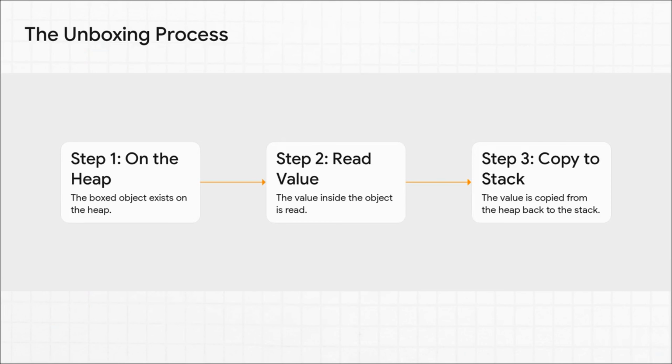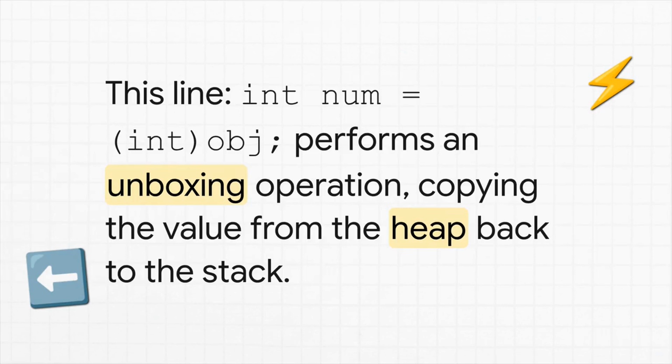And just like its counterpart, unboxing is also a multi-step process. The system has to go find the object on the heap, read the value that's tucked away inside it, and then copy that value back to a new spot on the stack. It's another trip and another costly copy operation. So here's what that looks like in the code. Whenever you see a cast like (int)object, you are literally witnessing unboxing in action. You're explicitly telling the computer, hey, go to that object over there on the heap, pull out the integer value inside, and give me a fresh copy of it back here on the stack. And with that, the round trip is complete.